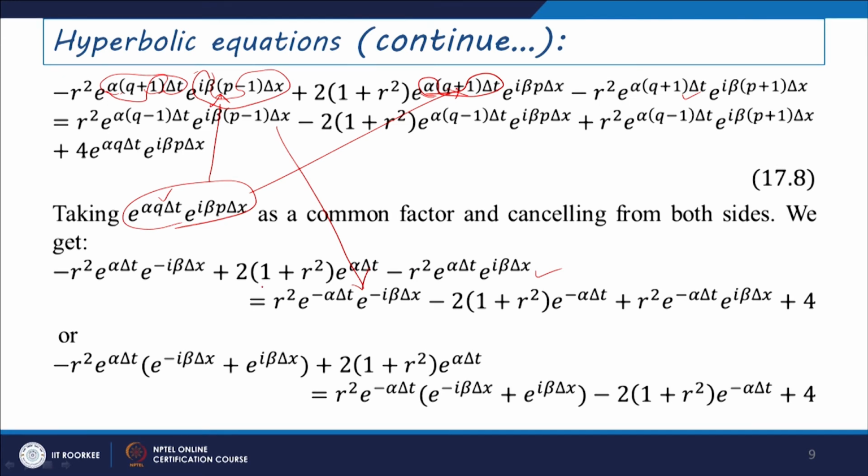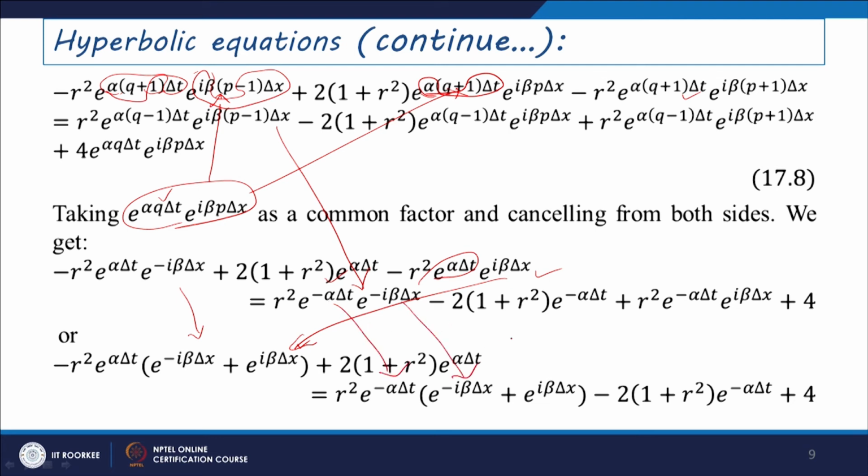Or, if you take minus r square e to the power alpha del t common, this will be e to the power minus i beta delta x plus e to the power i beta delta x, and plus 2 into (1 plus r square) e to the power alpha del t. Since minus r square e to the power alpha del t is taken common, this term is added there. Then the second side, or the right hand side, can be written as r square e to the power minus alpha del t.